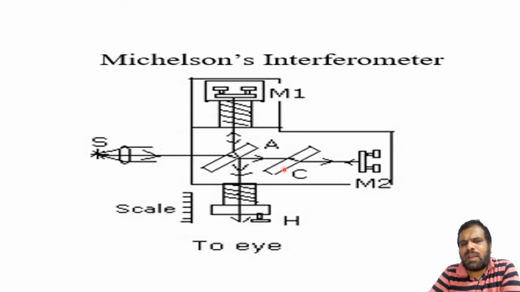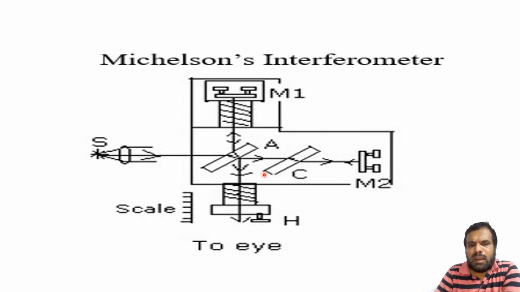In the absence of the glass plate C, the ray which comes from M2 and goes to the telescope passes through the glass plate A only once. It passes through A once and goes to M2. If we keep the glass plate C, which has the same thickness as A and is parallel to A and inclined at an angle of 45 degrees with the mirror M2 and the incident light.